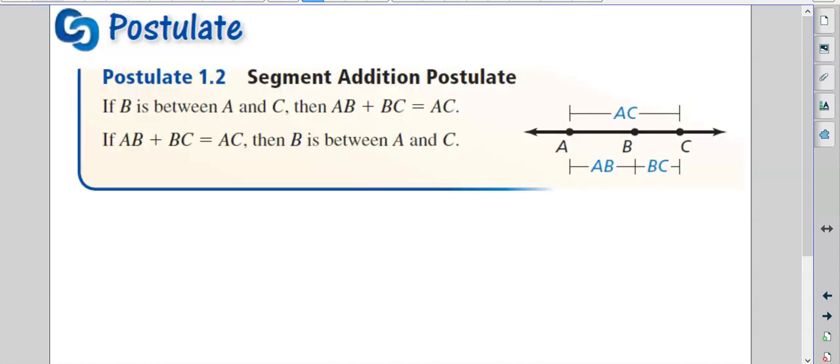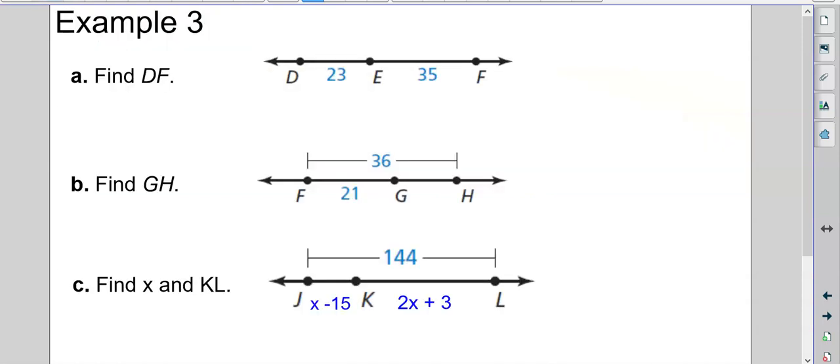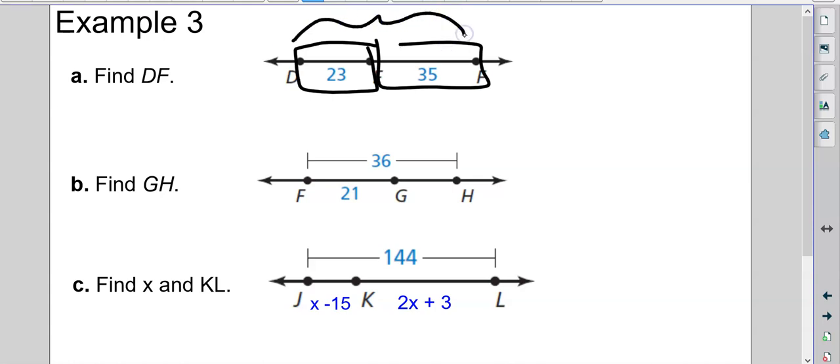All right, addition postulate. Basically, this just means you can add the pieces together to get the whole thing. Kind of common sense, really. So find DF. So if you know that this piece is 25 and this piece is 35, and we're trying to find the whole thing, we just add 25 plus 35 to get 60.